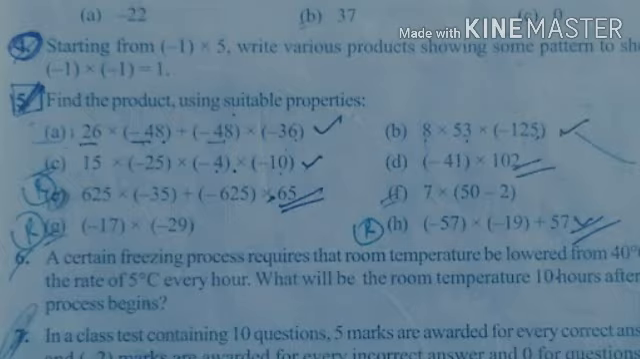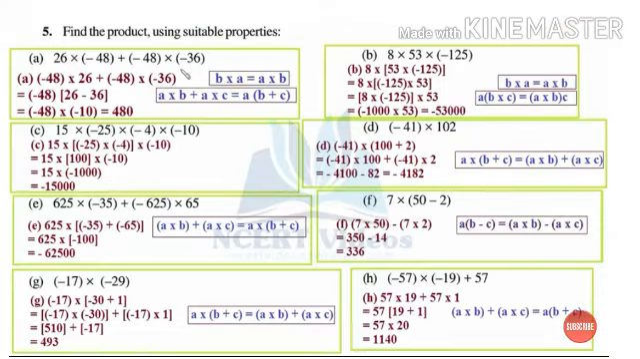Now in A part, first we will swap the position. So minus 48 comes first, multiplied with 26, and the rest is the same. Minus 48 into minus 36, same. Now minus 48 is taken as common from both the terms. Now 26 minus 36 can be taken, as the property that allows us to do is a into b plus a into c, where a is common and b plus c, the plus sign is taken common.